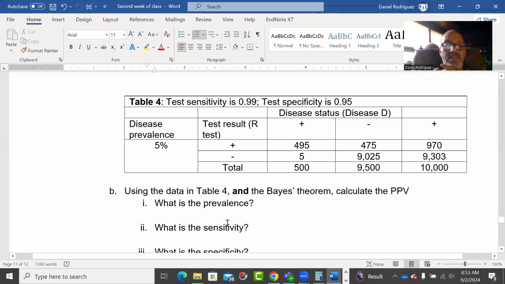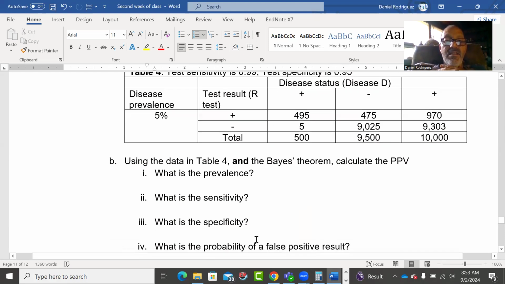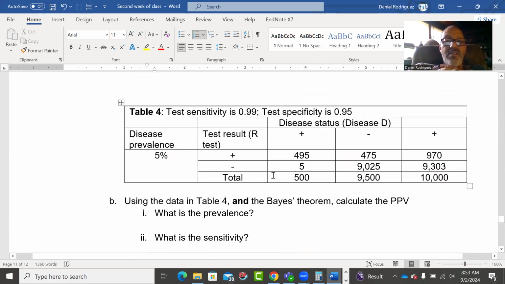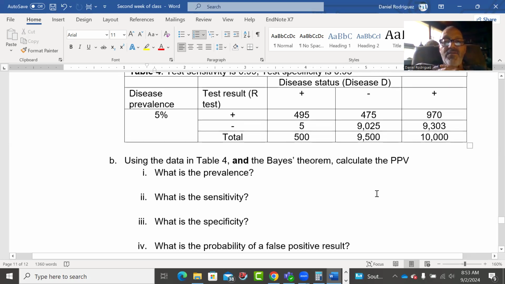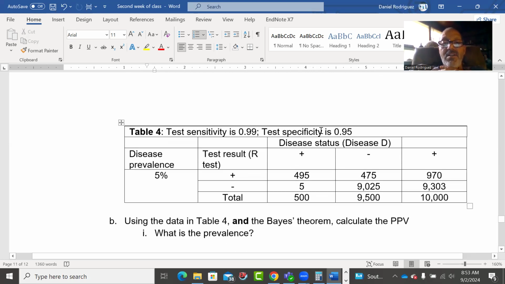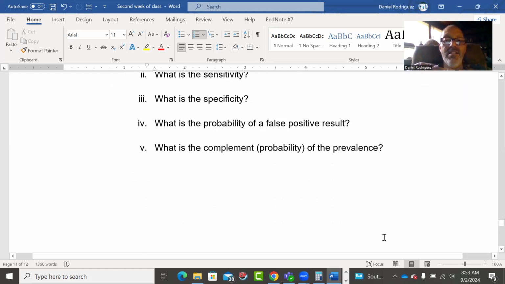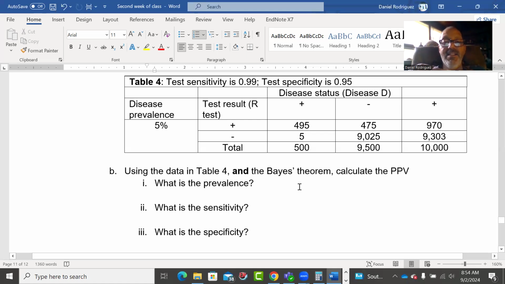And then what's the sensitivity? Well, the sensitivity I already gave to you. It's 0.99. And what's the specificity? It's 0.95, but you could calculate the sensitivity as 495 divided by 500. And the specificity is 9025 divided by 9,500. What's the probability of a false positive result? Well, if our specificity is 0.95, as I mentioned, the probability of a false positive is 1 minus specificity. 1 minus 0.95 is 0.05.